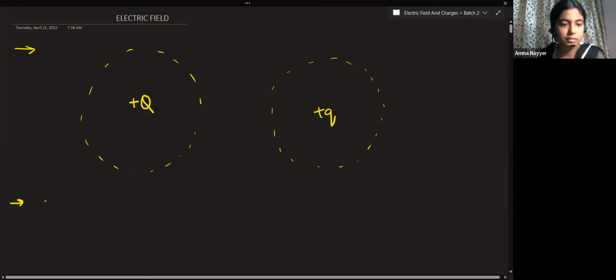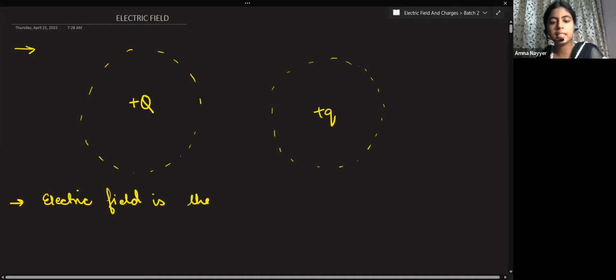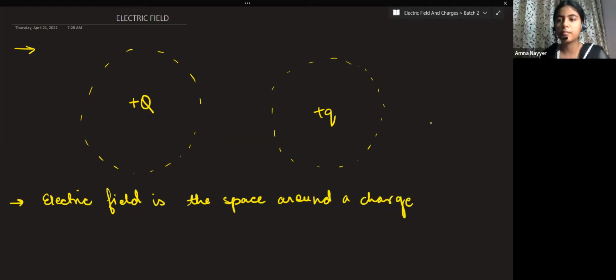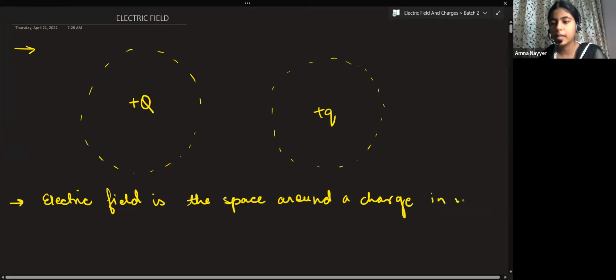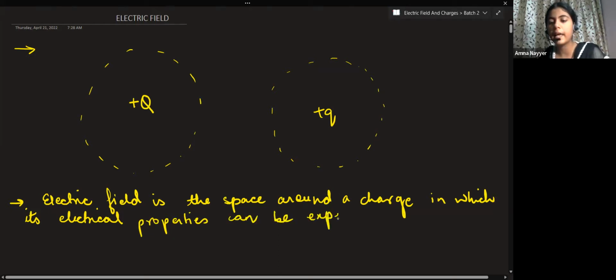So I'll write down the definition also. Electric field: this is the space around a charge in which its electrical properties can be experienced.